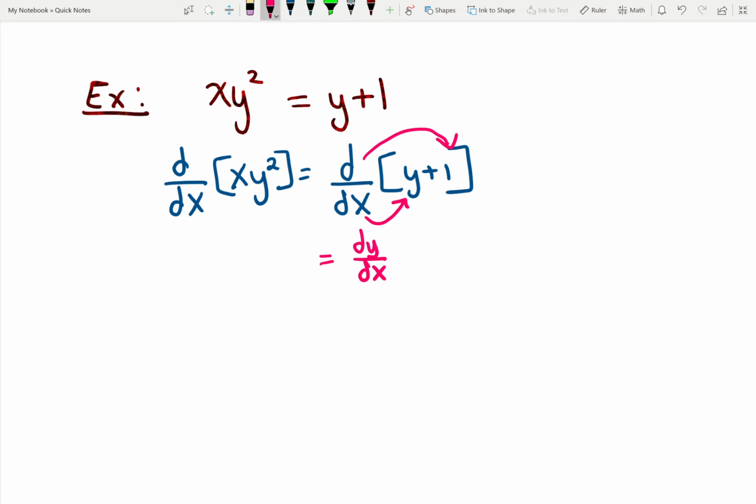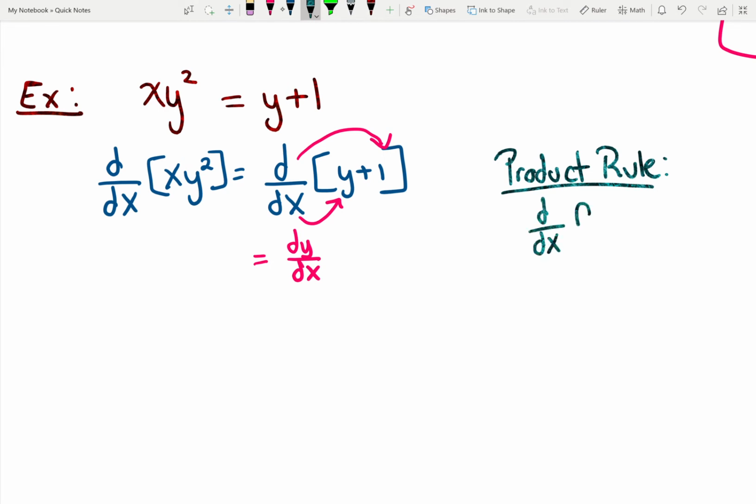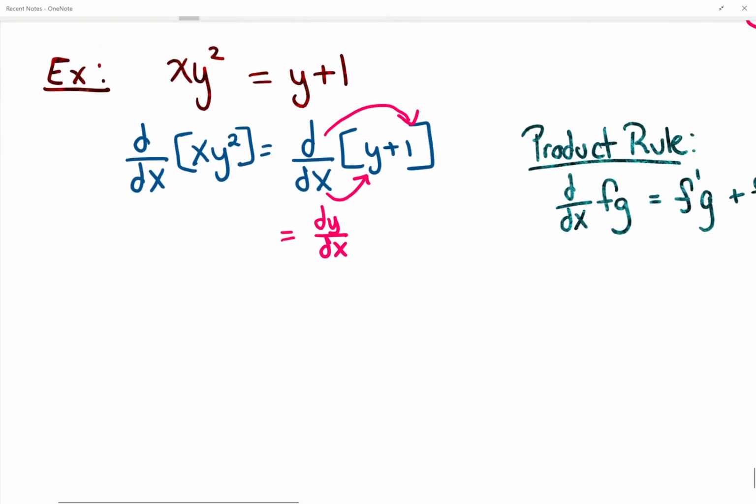On the left-hand side, we have x times y squared. Now, we can't split these terms up. What we're going to have to use is the product rule. If you remember, the product rule says that d dx of f times g, where these are both functions, is f prime times g plus f times g prime.